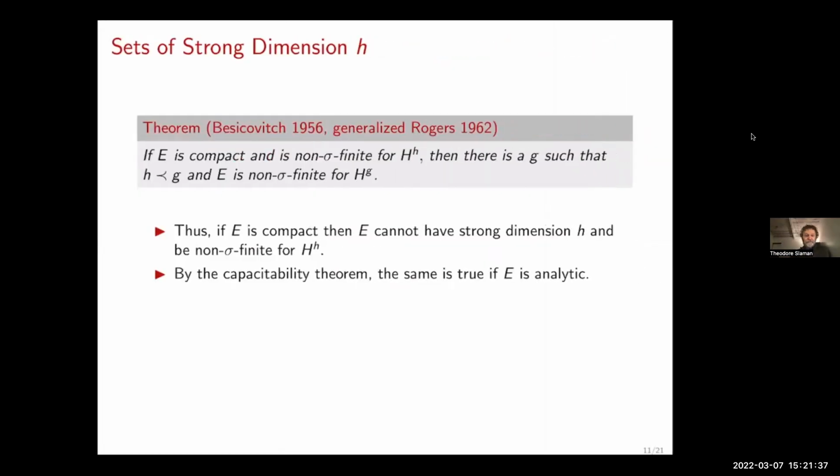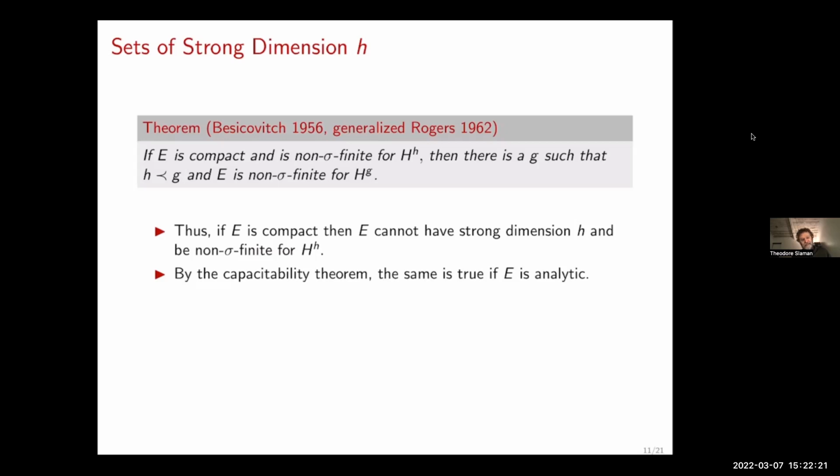Okay, so now, Besicovitch, 1956, and then generalized by Rogers in 1962. If you have a compact set and it's not sigma finite for a particular gauge function H, then there is a G. This is an overspill property, right? There is a G such that G is greater than H, and E is not sigma finite for G. So this means that if E is compact, it can't have strong dimension H and be non-sigma finite for H.